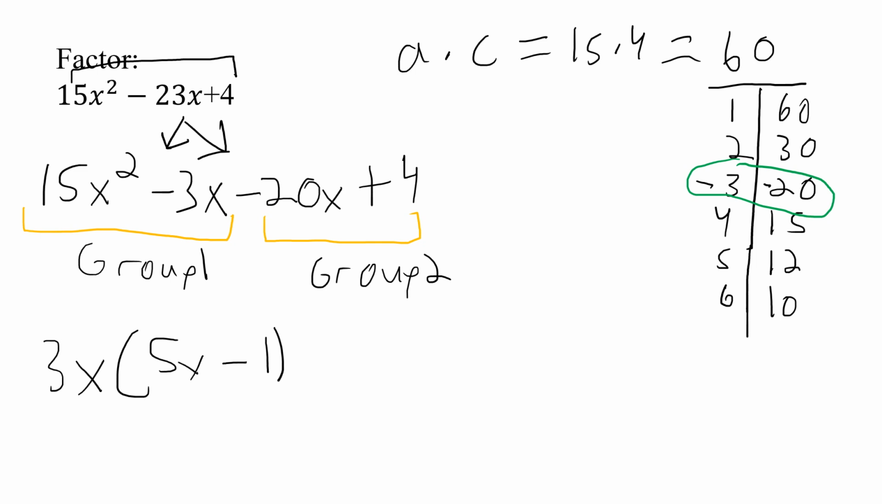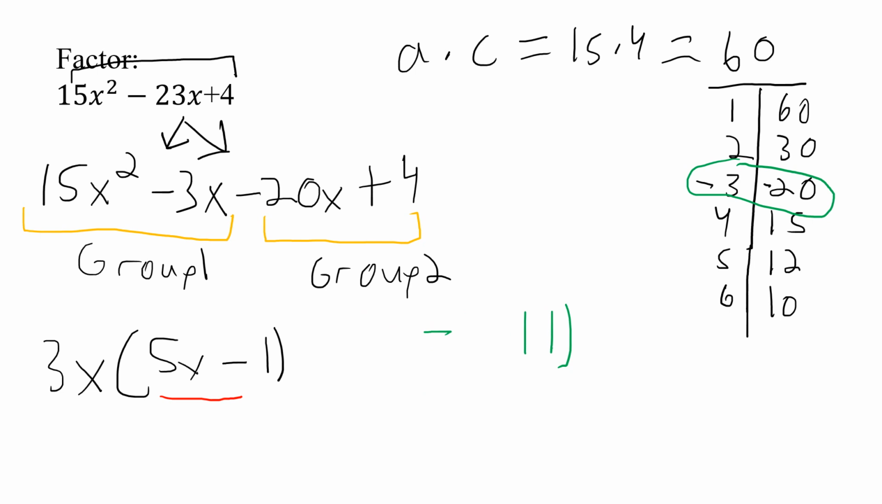What's the greatest common factor in group 2? Well, if I just went based on the greatest common factor, what I would get is a 4 taken out. And when I take out a 4, I would wind up having a -5x plus 1. That's not good. We want these to be the same, but these are not the same, so this will not work. What can I do instead?